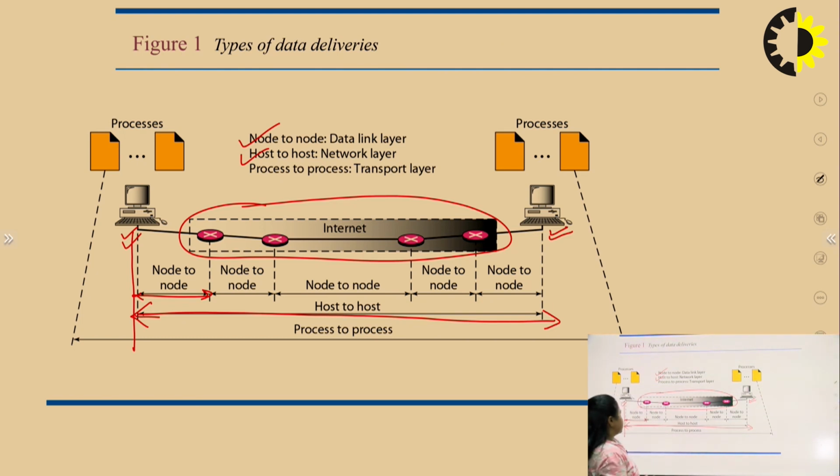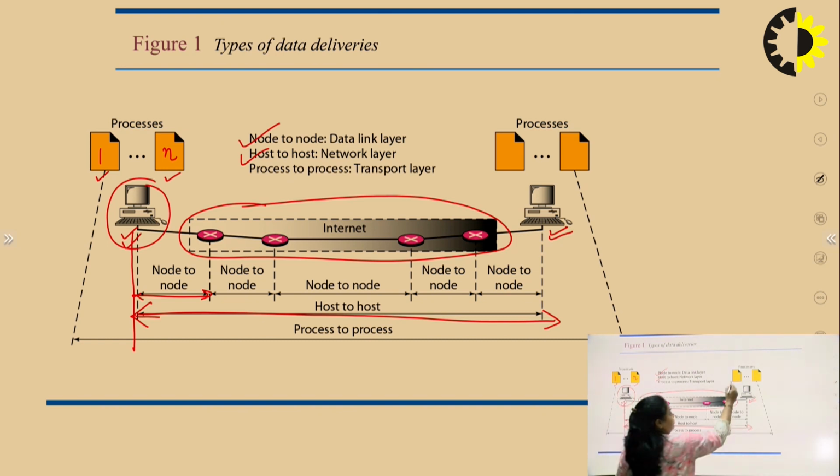It means suppose this is a sender machine and it executes n number of processes, right? So out of all these n processes, when one process completes delivery to the destination machine, then we can say it is called process to process delivery. For delivering this process, we always require one type of addressing, which is called port numbers.